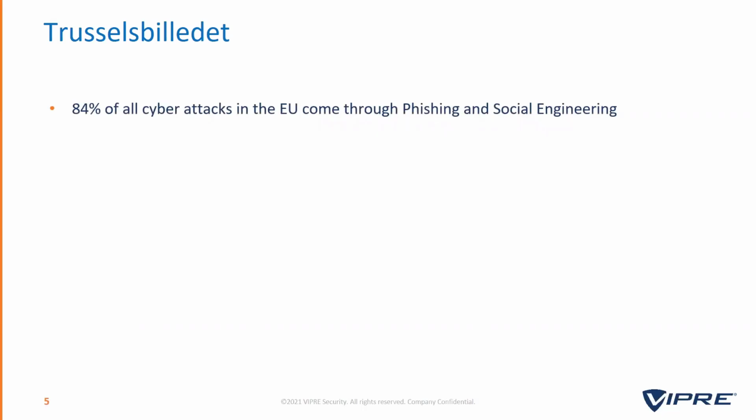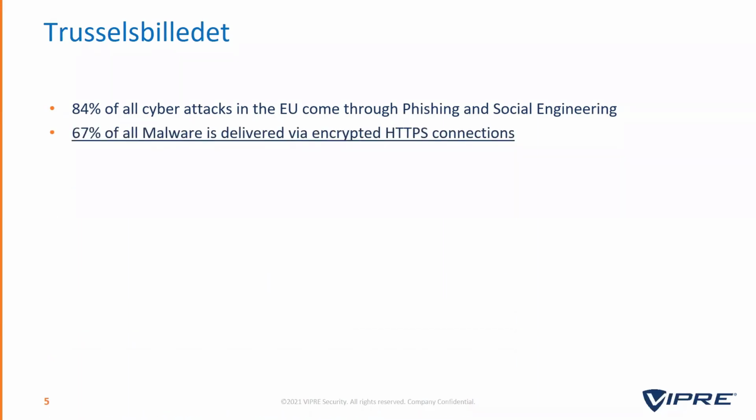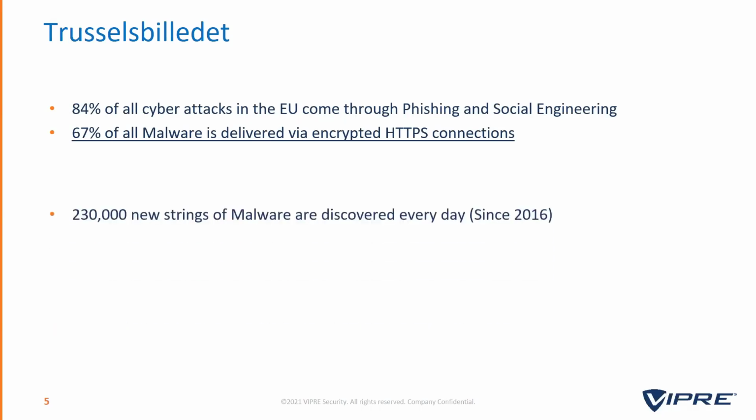So by looking at numbers, 44% of all attacks in the EU come through either phishing or social engineering. That's a high number, and this number is for the last quarter. This is also for the last quarter, and I underlined it because I'll get back to it later. 67% of all malware is delivered via an HTTPS connection, an encrypted connection from the web. It's becoming more and more broadened out.